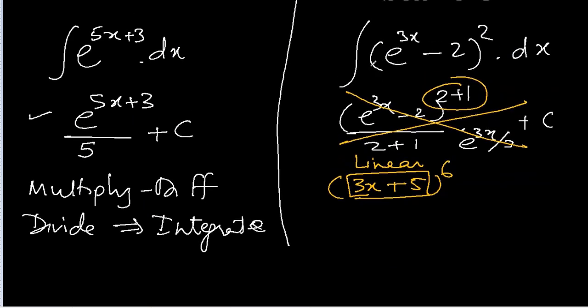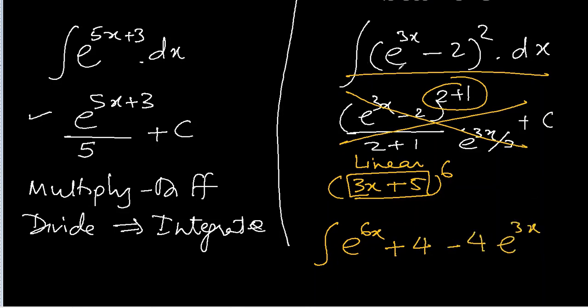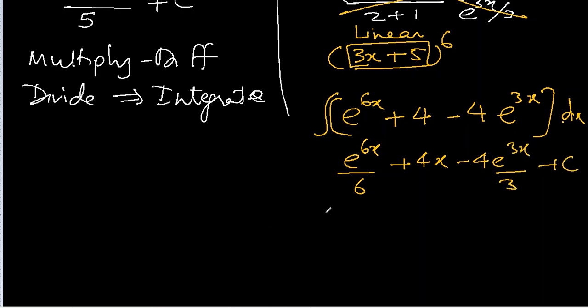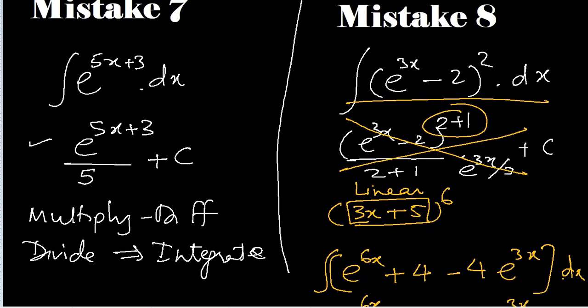Otherwise, how do we do this? We will have to expand this first, so it will become e to the power 6x plus 4 minus 4 e to the power 3x. This is when I expand the square and I get a very easy kind of integration after that. So we can integrate it like the normal method now. It will become e to the power 6x over 6 plus 4x minus 4 e to the power 3x over 3 plus c. Okay, so please take care of these two, mistake number 7 and 8.